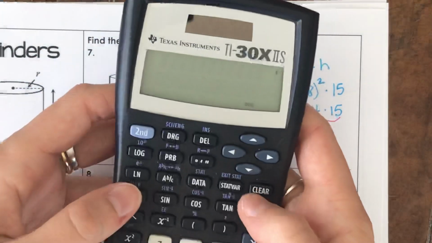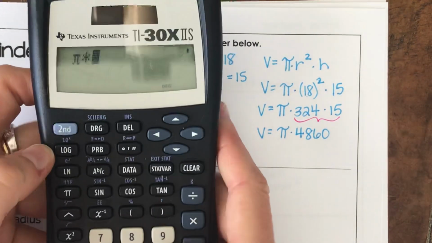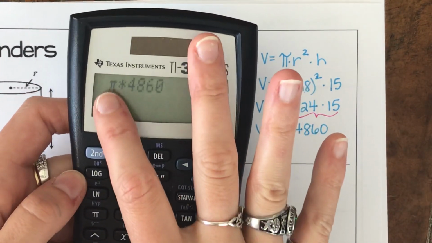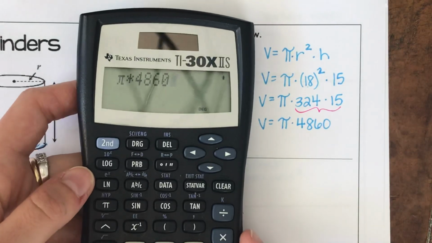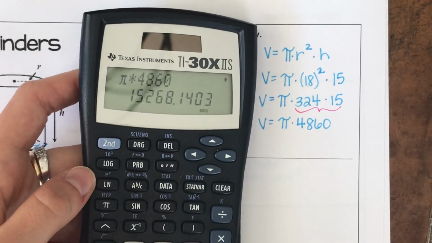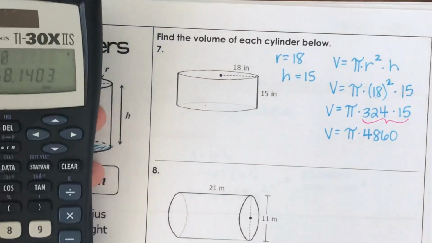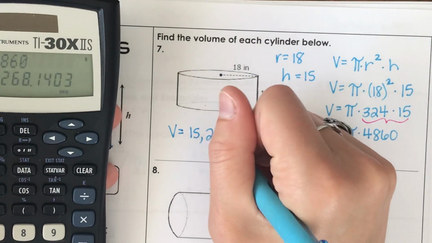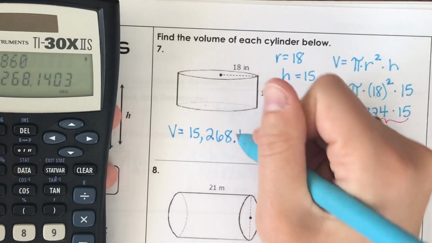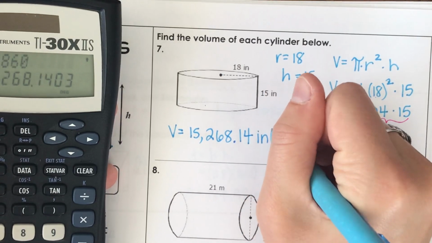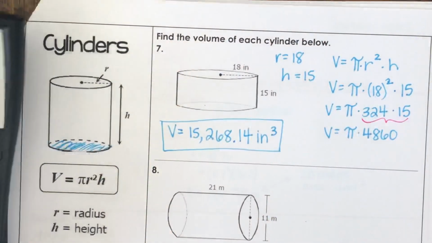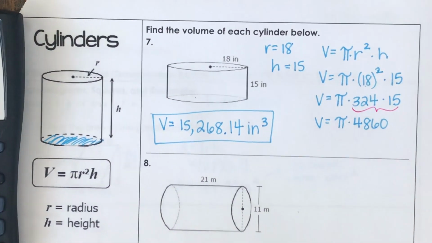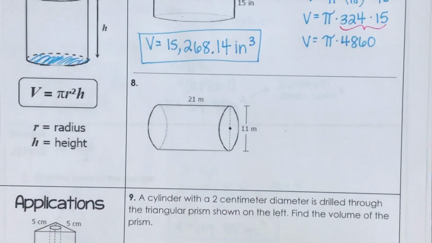So again, you can push the pi button first and then times that number. You can do the number first, then times pi. I'd prefer you to use the pi button, but if you don't have a pi button on your phone or calculator, you can use 3.14. Okay? So my final volume is 15,268.14, and it's inches cubed because it's volume. So I would venture to say cylinders are probably a little bit easier than the prisms we just did. All right, so let's do one more.